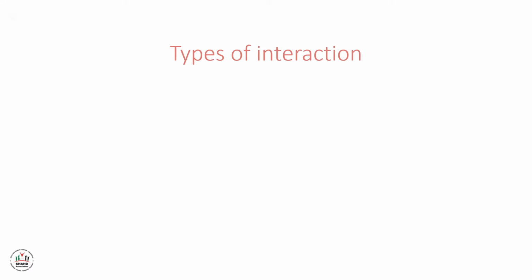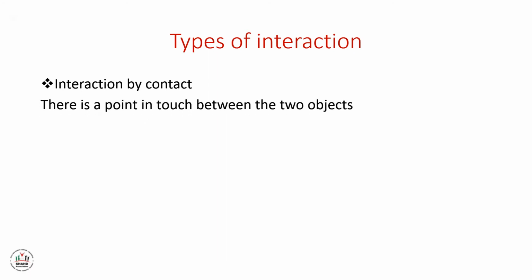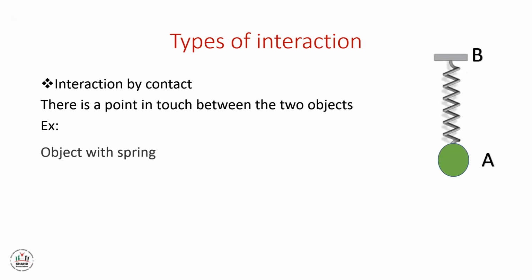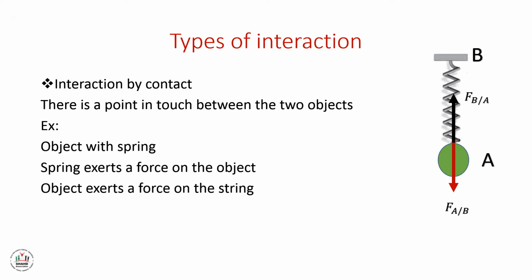The second type of interaction, it's called interaction by contact. In this type, there is a point in touch between the two objects. Let's take an example. So suppose that we have a spring and an object. This object is hanged from this spring. Now we can say that we have a force that is exerted by the spring on the object, and also we have a force that is exerted by the object on the spring.